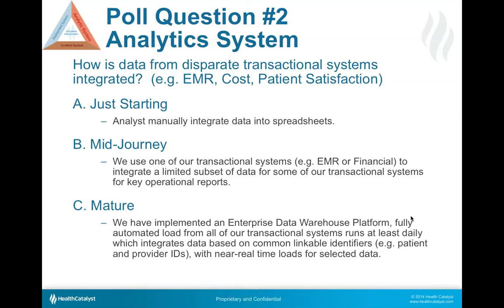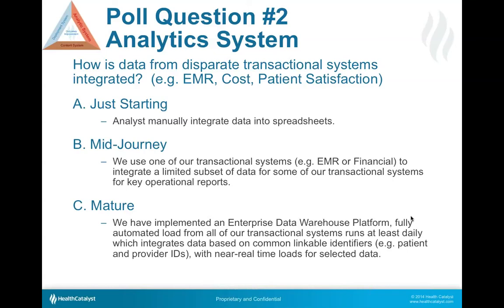If you're mid-journey, you may be using your EMR or your financial system as that co-location, and you're bringing financial data into your EMR or EMR data into your financial system. And on a very limited subset of data, you're integrating data for key operational reports. If you're mature, you have implemented an enterprise data warehouse platform. You have fully automated loads running at least daily, in some cases hourly, and all of your data from all 50-plus transactional systems is co-located and integrated in an enterprise data warehouse.